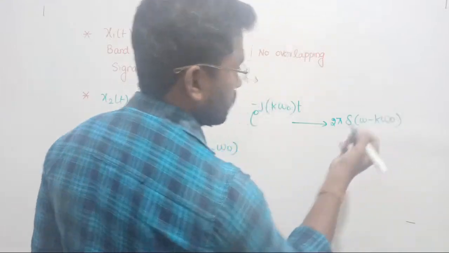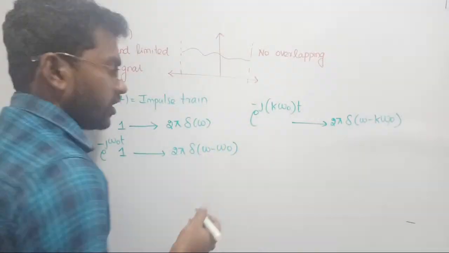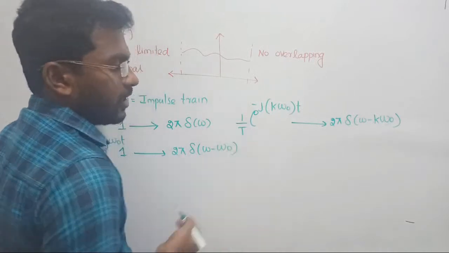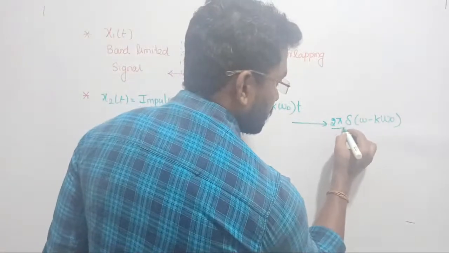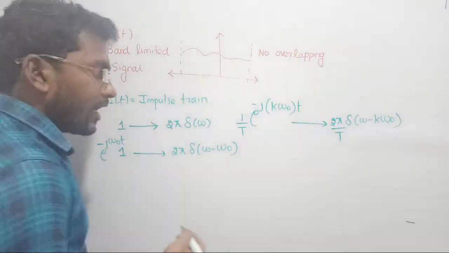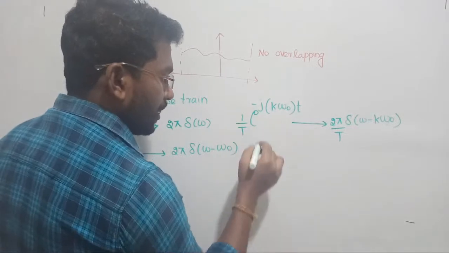Clear? Yes. Now let us do one more thing. I would like to multiply it by a fundamental time period, 1 by T, such that this function is also multiplied by the fundamental time period 1 by T. Again, I would like to do one more thing. Let us take this function.